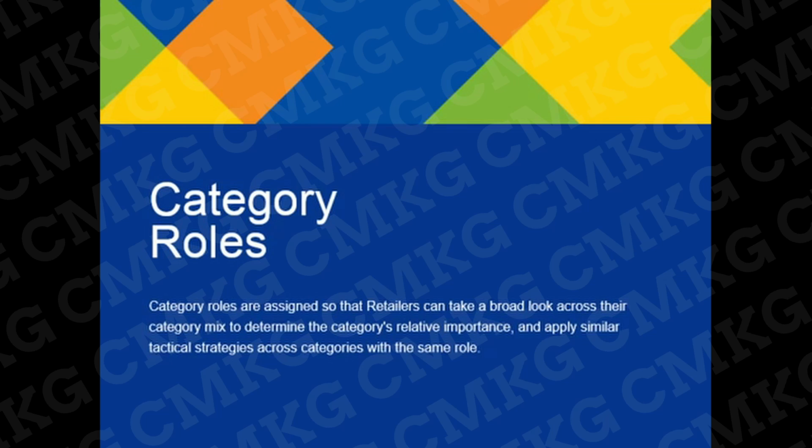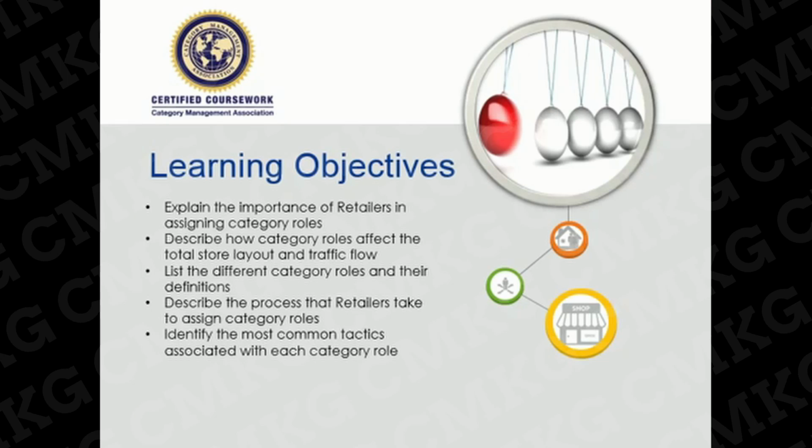The full accredited course walks through the process that retailers should take to assign category roles and then review the tactics associated with each of the roles. Here are the learning objectives for the fully certified online course. We'll be covering some of the objectives in this preview, but you will have to access the full course to achieve all of the learning objectives.